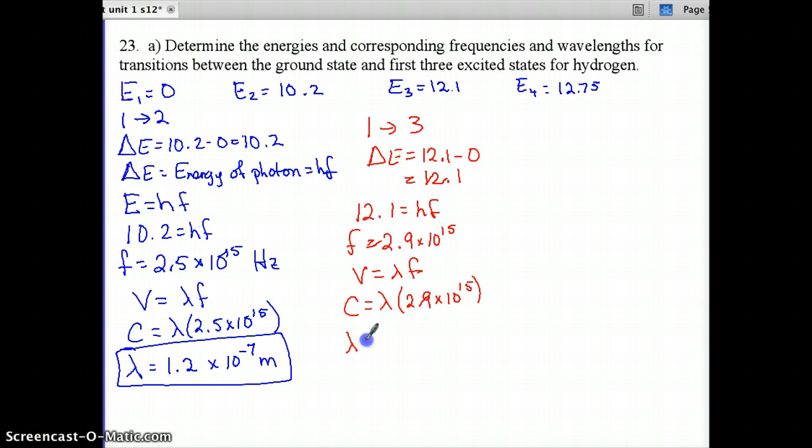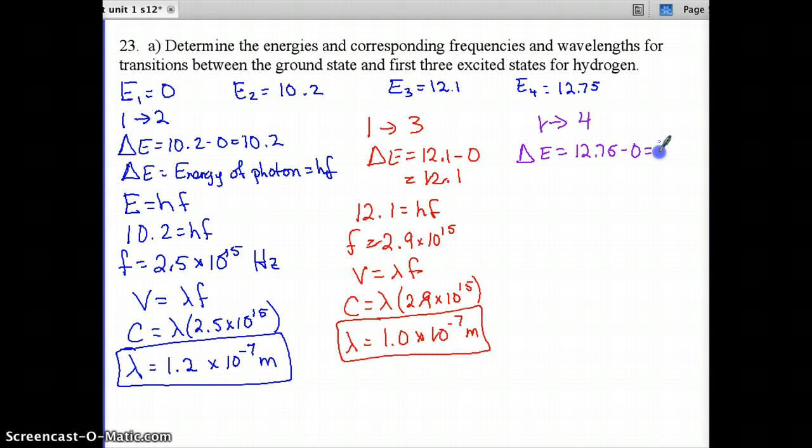And this time I get a wavelength of 1.0 times 10 to the minus 7. And then finally, we'll do 1 to 4. Change in energy this time is 12.75 minus 0, of course it's 12.75, giving a frequency this time of 3.1 times 10 to the 15.